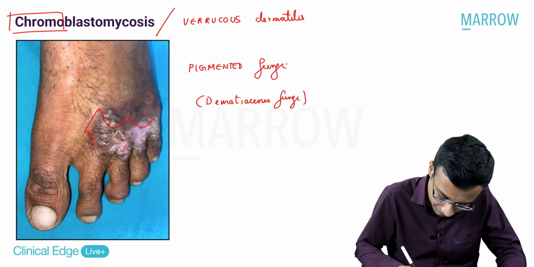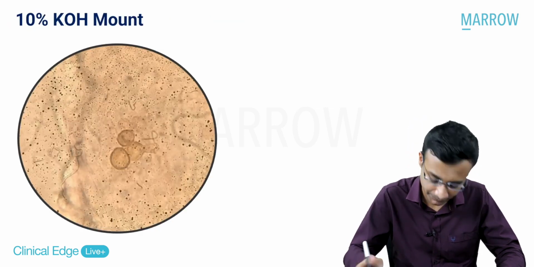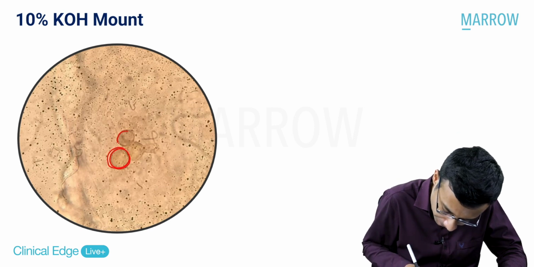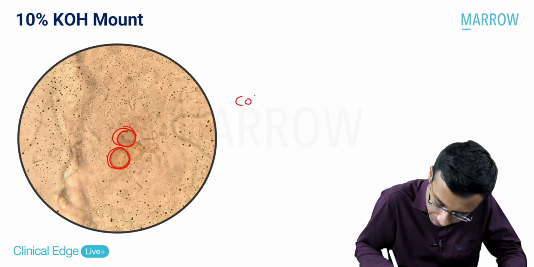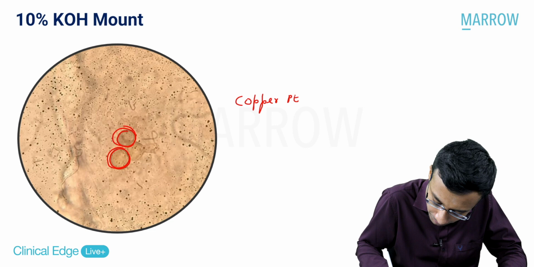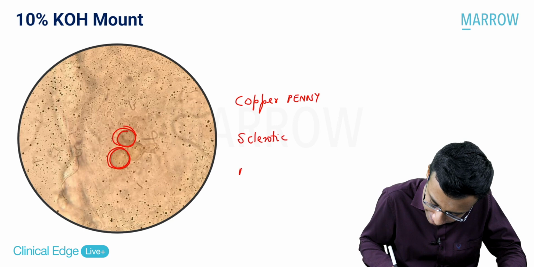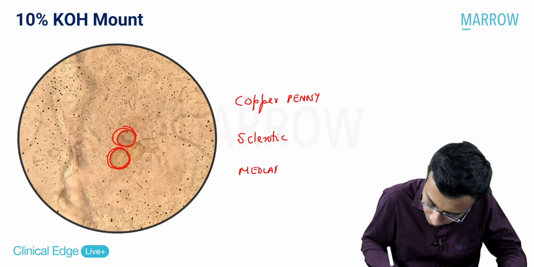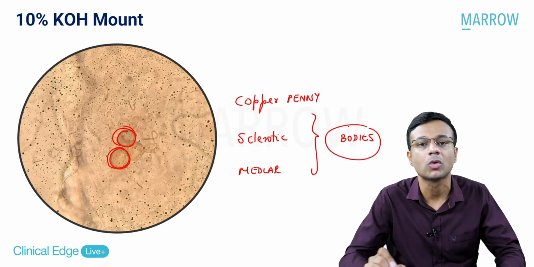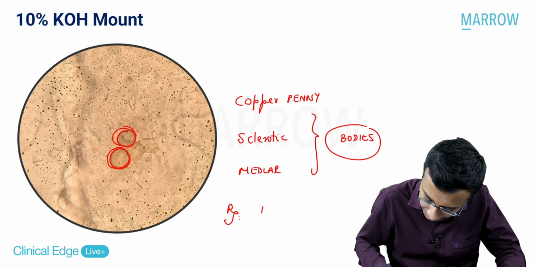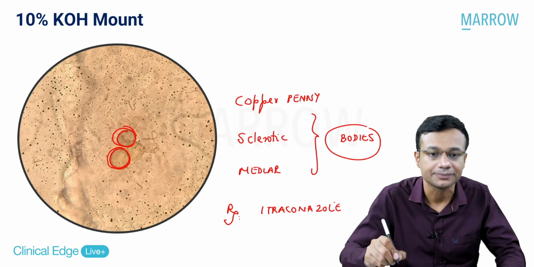And here you can see this warty plaque which is there on the foot. The best way to identify this condition is do a potassium hydroxide mount. And what you see here is this brown, round, thick-walled bodies. These brown, round, thick-walled bodies are called copper pennies. Copper penny bodies, also known as sclerotic bodies, also known as medlar bodies. So please remember, these are the three names for these brown, round, thick-walled bodies. The treatment for this condition is itraconazole.